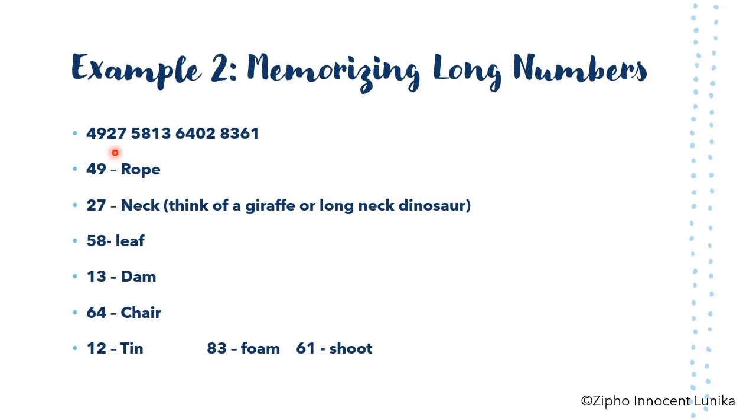Okay, so that's our strategy in this particular case. We will break this number down into pairs of peg system numbers. So say 49. 49 I represent rope. 27 is the next group, neck. So your major system image might be neck. You might think of a giraffe or of a long neck, a dinosaur, if that was your image. Leaf, so you may think of a leaf. 13, you may think of a dam. 64, you may think of a chair, if that was your major system image. And then 12, you might think of tin. 8, you might think of phone.